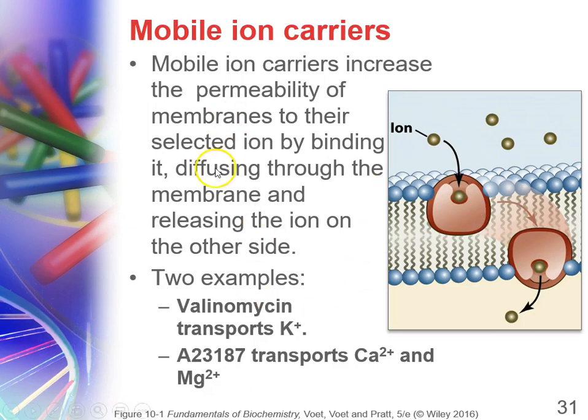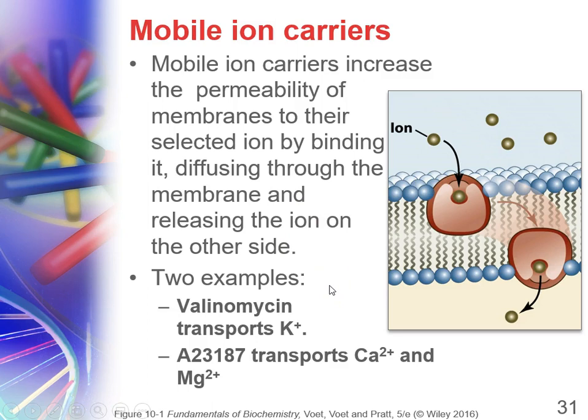So a mobile ion carrier increases the permeability of membranes by binding an ion on one side of the membrane. And because, like their name suggests, it's a mobile ion carrier, it can bind an ion and then diffuse. And here we do sort of flip through the membrane, which we don't normally see. But these are mobile ion carriers, and it delivers the ion to the other side of the cell. So this would be a way for bacteria to use these to kill their competitors.